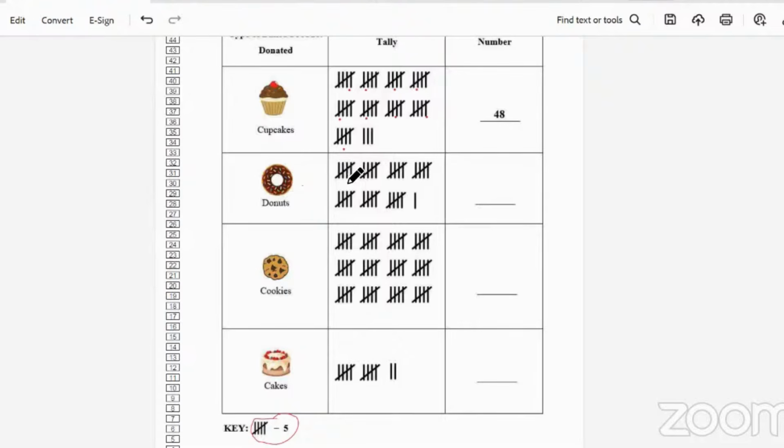All right, so donuts again. 5, 10, 15, 20, 25, 30, 35, and one more, that's 36. Okay, cookies. 5, 10, 15, 20, 25, 30, 35, 40, 45, 50, 55, 60. So 60 cookies. And then cakes, 5, 10, plus 2 more, that's 12. So that's all you would have to do, guys, to get your marks for this question.